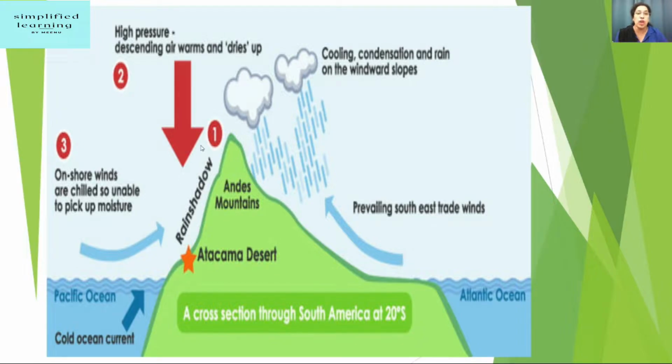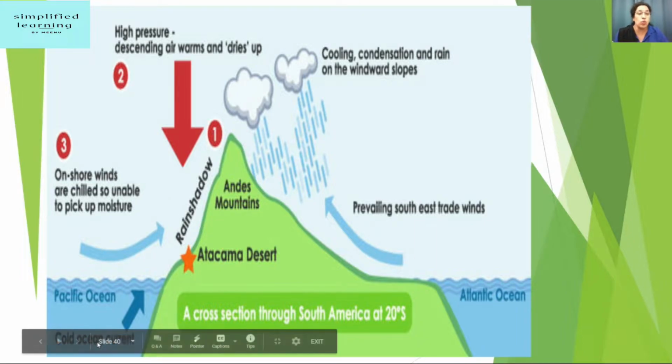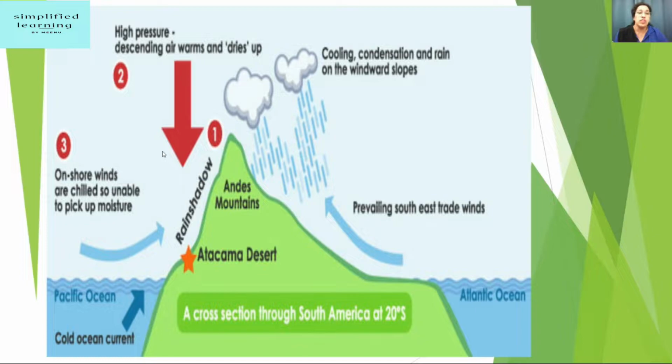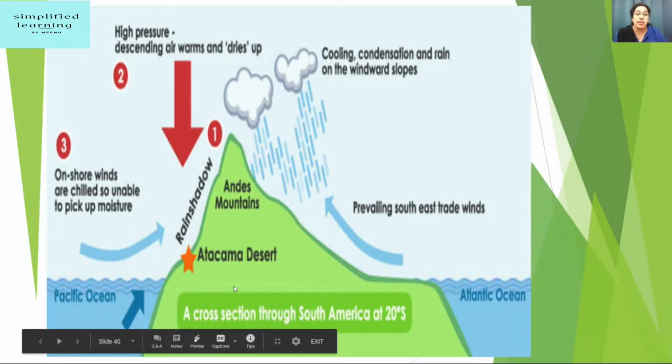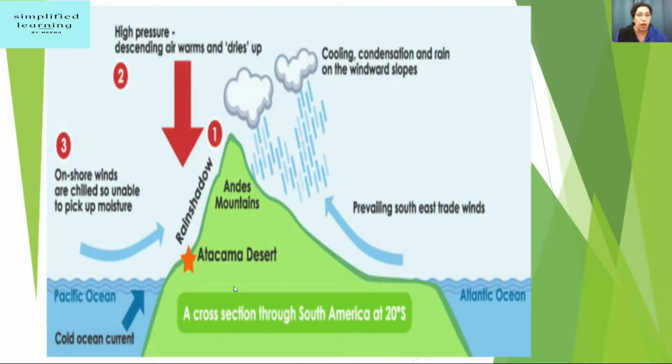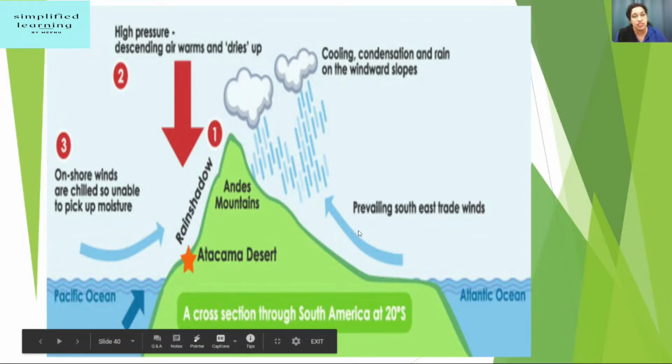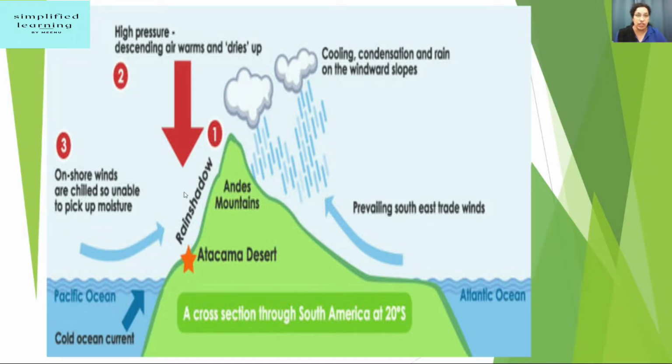So no monsoon occurs here because it is on the leeward side of the mountain. Clear? Another reason is the cold ocean current, which is also crossing through this area. So these currents also prevent the rainfall. Onshore winds are chilled because of these cold ocean currents, so they are unable to pick up moisture. Clear? So this is the reason why the Atacama Desert is the driest area, because rainfall occurs on the eastern side of the Andes mountain and there is no rainfall on the western side of the mountains.